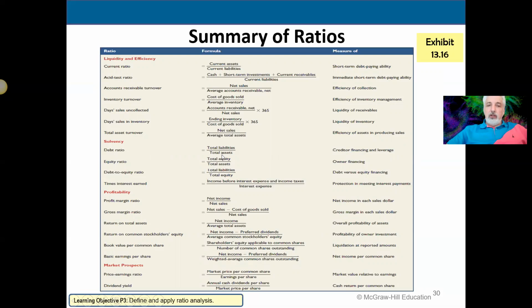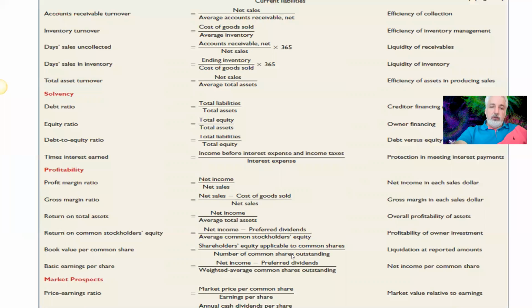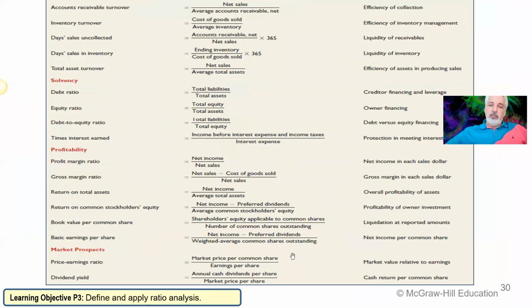Total liabilities over total assets, debt ratio. We're doing net sales over average AR, receivable turnover. Current ratio. We've got profit margin ratio. You see these ratios, and all of them are pretty self-explanatory and hopefully make some good sense as you review and as you understand.